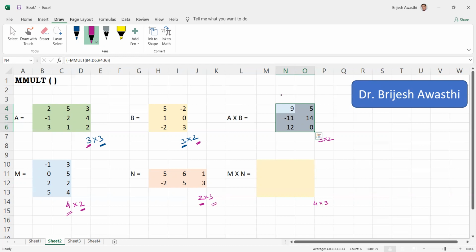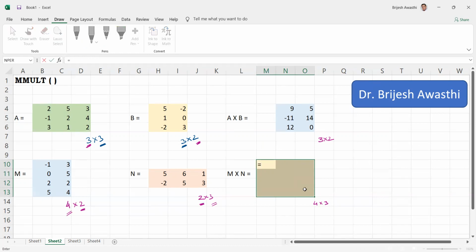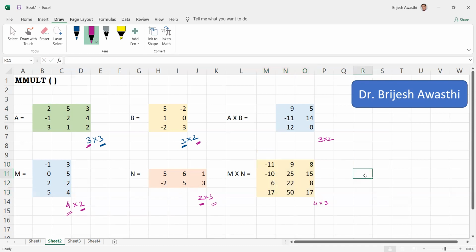That means the number of rows of the first matrix and the number of columns of the second matrix is the order of the output matrix. Now what we will do, I will select an area of 4 by 3, then I will press equals to MMULT. I will select the first array, comma, select the second array, then press Ctrl and Shift keys, then enter. You will find the multiplication. So this is all about the multiplication of two matrices, which we find using an Excel function.